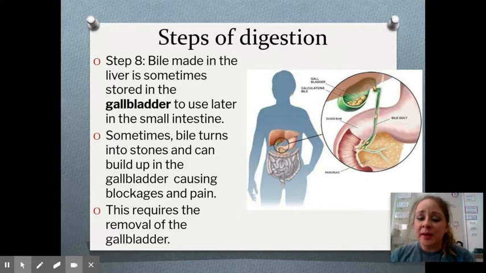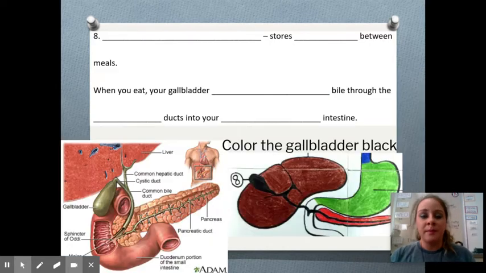And has anyone ever heard of gallstones? Well, when a person has gallstones, usually this requires their gallbladder to be removed, and that's becoming more common. I actually know a lot of people who have already had their gallbladder removed. You may know someone who's had their gallbladder removed.